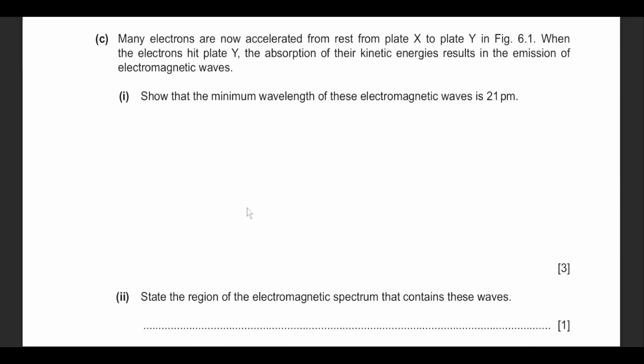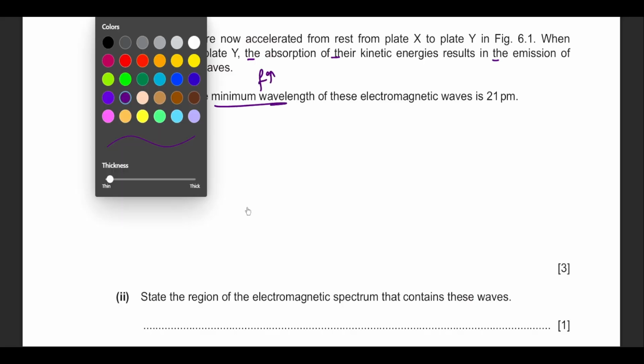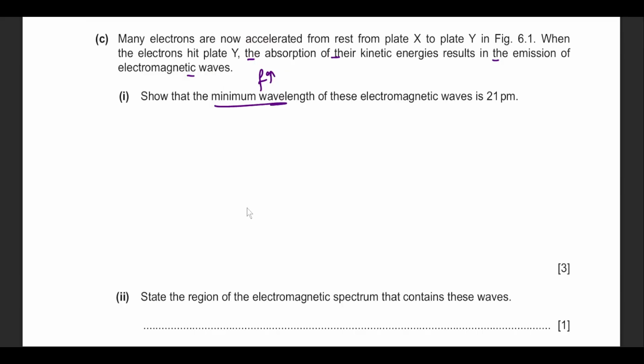He says many electrons are now accelerated. Okay, fine. When the electrons hit the target, the absorption of kinetic energy results in emission. Show that the minimum wavelength, which means the frequency is very high, of these electrons is 21 picometers. Show that. So how can we show that? What we can do is use the photon formula, which is E equals hc by lambda.